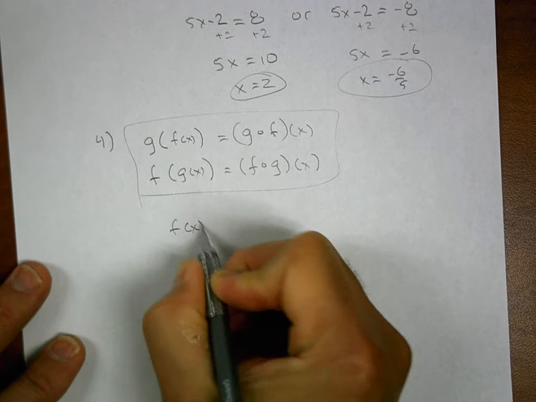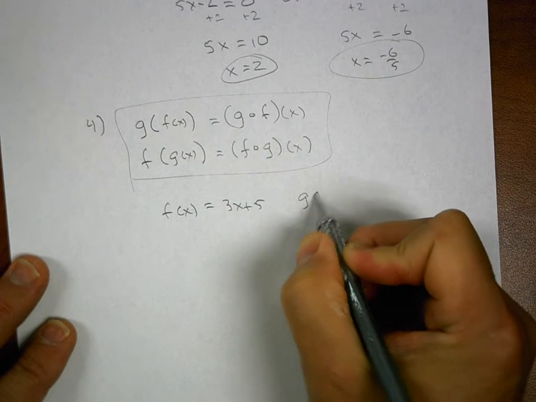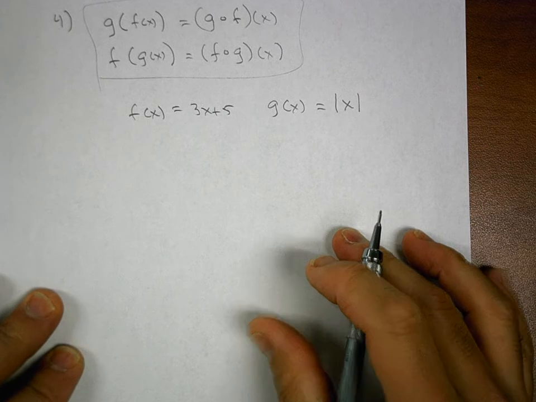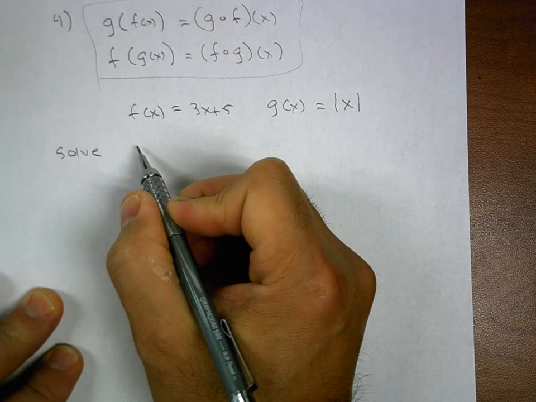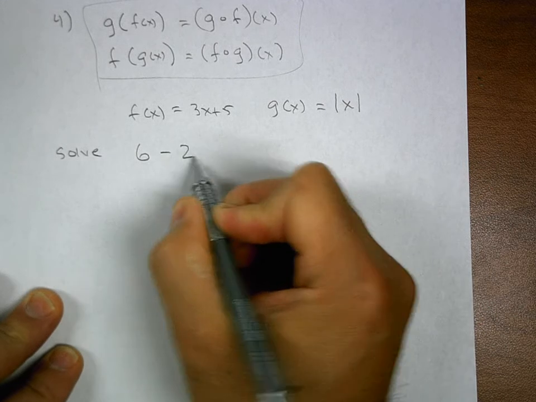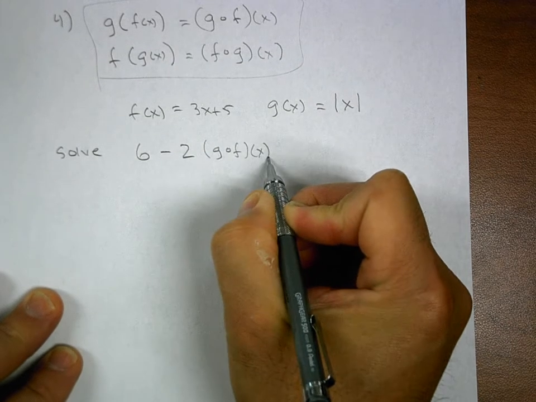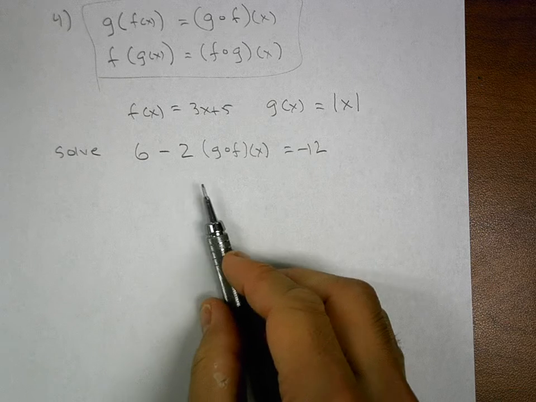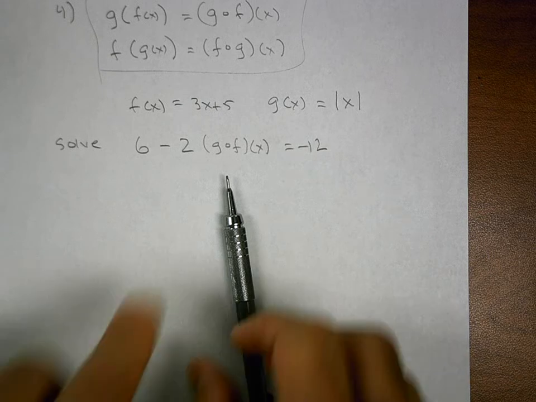So f of x, and we're going to solve. f of x equals 3x plus 5, and g of x equals absolute value of x. We're going to solve this equation: 6 minus 2 times g of f of x equals negative 12. So we have our f of x, we've got our g of x, and let's write this out.